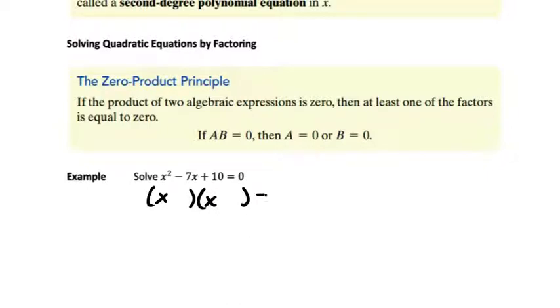This is a trinomial, 3 terms, and there's no number in front of x, so I'm going to set up two sets of parentheses. X goes in the first term of each, and then I'm looking for two numbers that multiply to 10 and add to negative 7. That's going to be minus 5 and minus 2. So my factored form is x minus 5 times x minus 2.